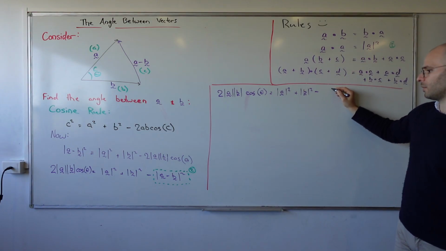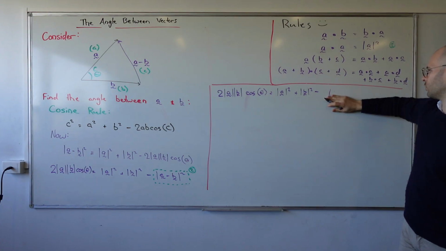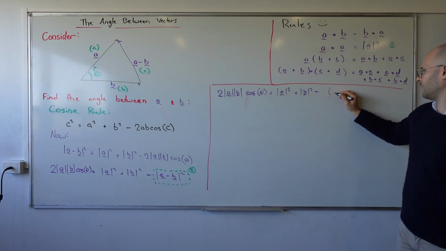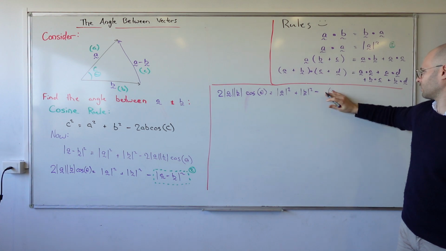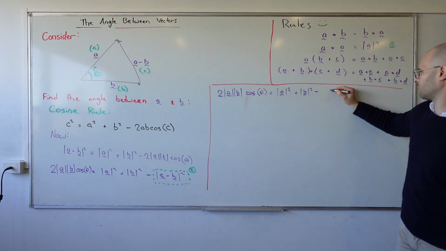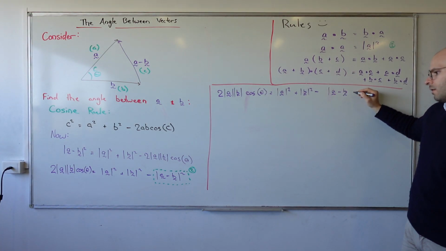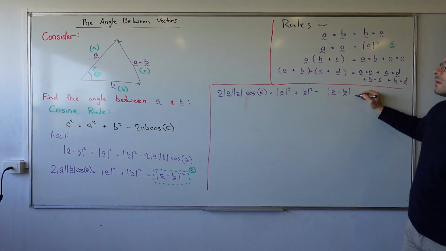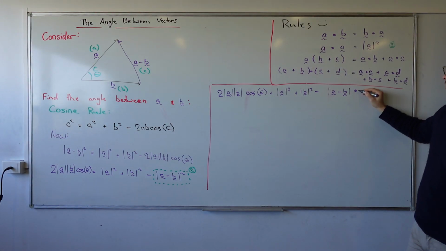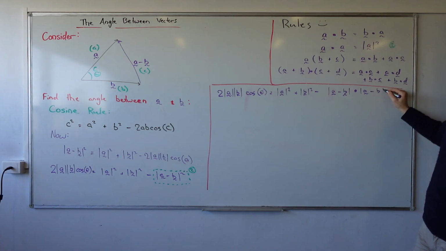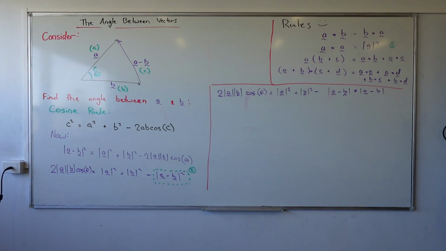So it will become the length of A, I guess it should be in the modulus still, A take B, dot A take B. Does that make sense so far?